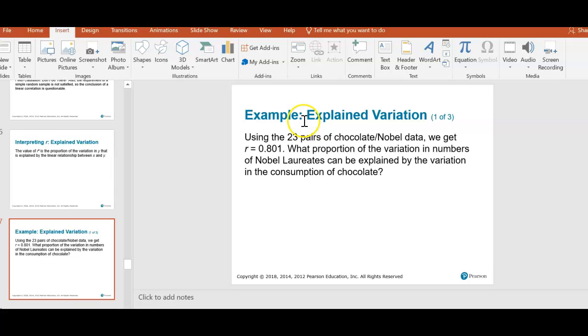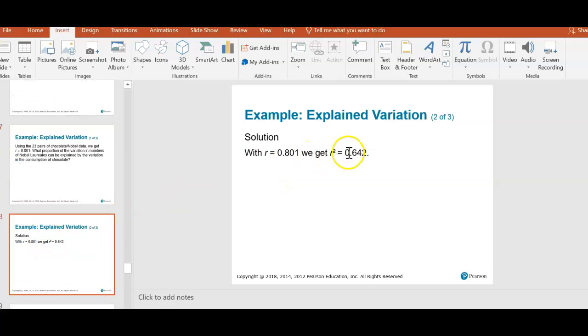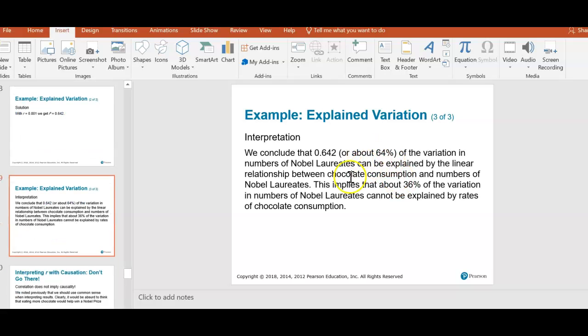So for example, using the 23 pairs of chocolate Nobel data, there's an R of 0.801. So if you square that, you get 0.642, and what that tells you is that 64.2% of the variation in numbers of Nobel laureates can be explained by the linear relationship between chocolate consumption and the number of Nobel laureates. So 36% of the variation of numbers in those laureates can't be explained by the rates of chocolate consumption.